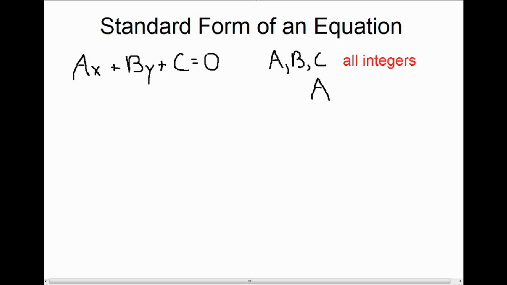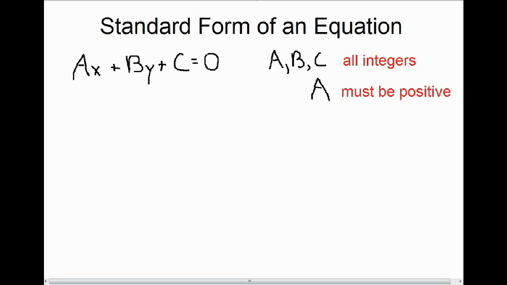And another rule of standard form of an equation: A, B, and C have to be integers. There can't be any fractions in any of those numbers. As well, A has to be a positive integer. So A is not allowed to be negative. It must be positive. So what does all this mean?